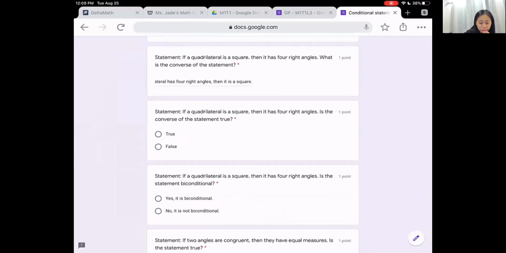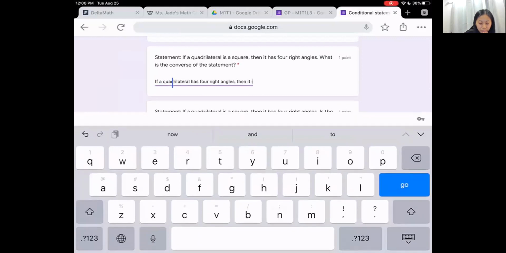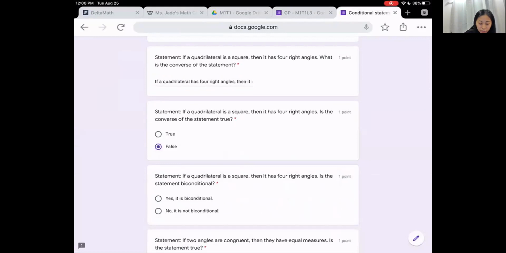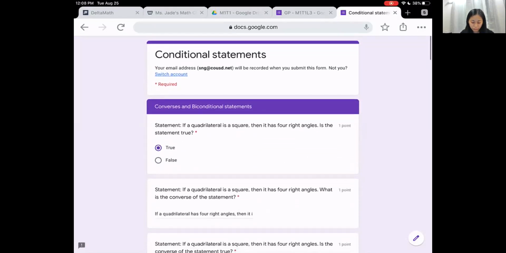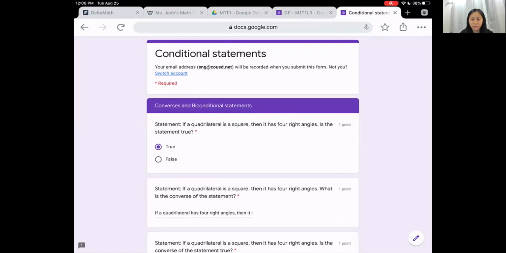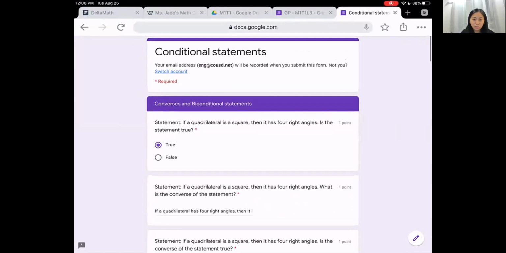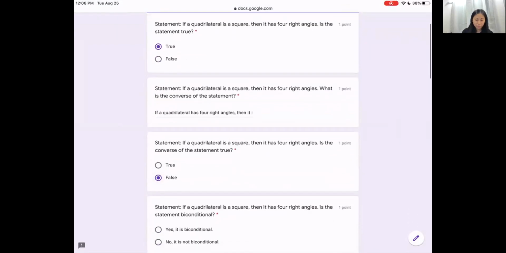So I can recap for the statement. We have that if a quadrilateral has four right angles, then it is a square. And we just drew a picture where that is not true. So this answer is false, because the question here is asking, is the converse true? We wrote our converse, and now we determined that our converse was false. Okay, and somebody else missed the first question here. The first question here is true. So the original statement is true, but the converse is false. That's what we've done so far.